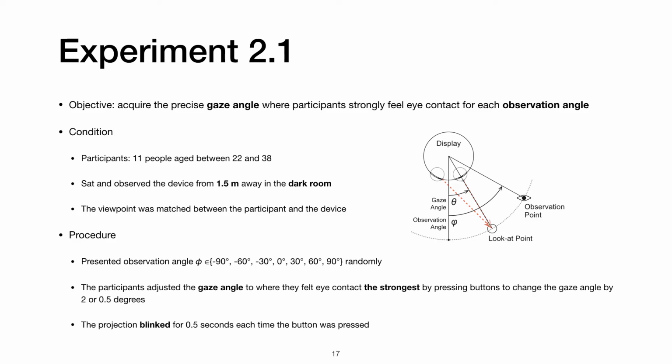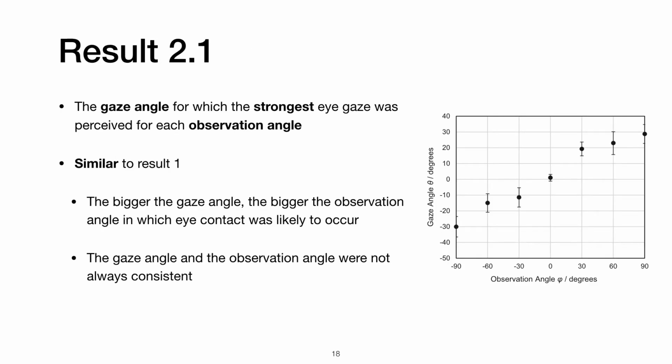As a procedure, the observation angle is fixed. These 7 observation angles are presented randomly. For each observation angle, the participant adjusts the gaze angle to the place where they feel eye contact strongest, by pressing buttons to change the gaze angle by fixed values of 2 or 0.5 degrees. The projection blinked for 0.5 seconds each time the button was pressed.